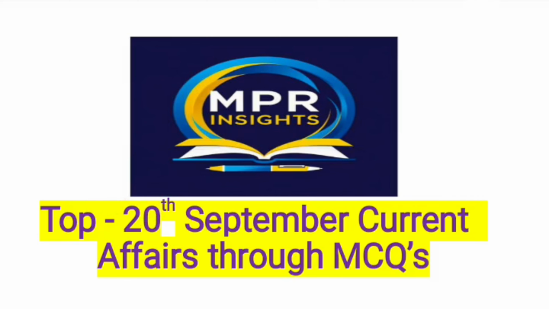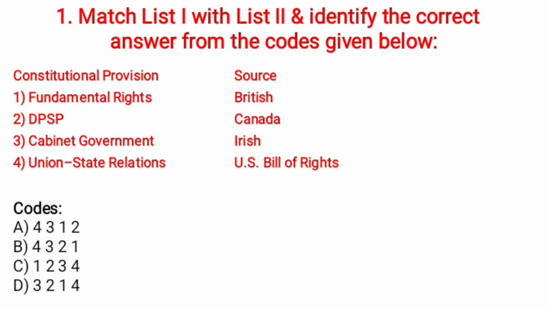So here we begin. First up, question number 1 is related to polity. Let's read out the question. Match list 1 with list 2 and identify the correct code given below.